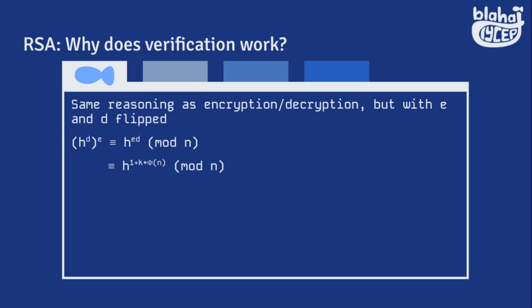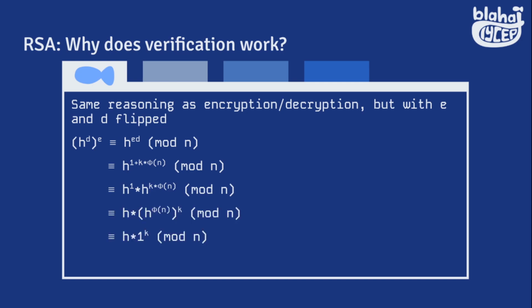This is because, again, when we have h to the power of d to the power of e, we can expand it into h to the power of e d modulo n. And since it is again h to the power of 1 plus k times phi of n, modulo n, but I don't have space to write this here, it's just congruent to h. Everyone following so far? Any questions? Alright, if no questions, we'll move on.